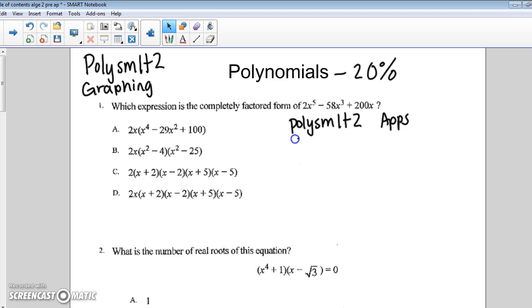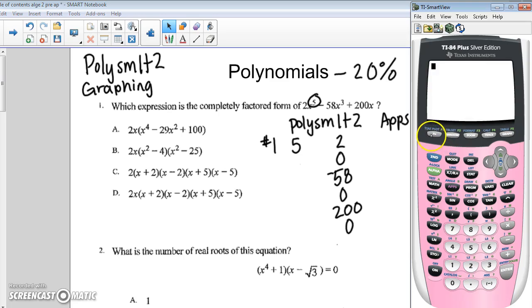You would pick degree 5 after you've chosen number 1, and you would type in 2, 0, because x to the 4th is missing, negative 58, 0, because x squared is missing, 200, and then 0 again. It would give you the answers, and since it's x to the 5th, there's a possibility of 5 answers. You can also type it in your calculator.